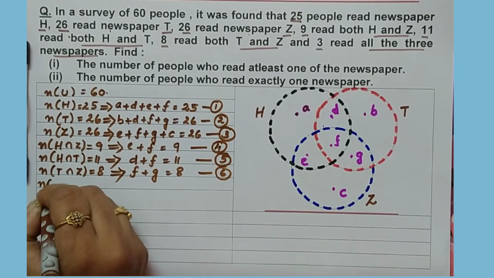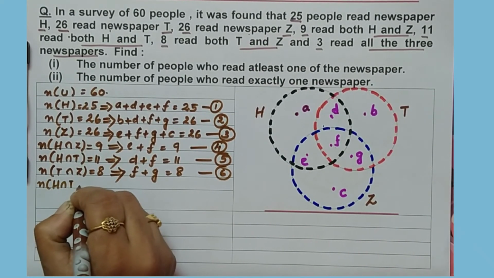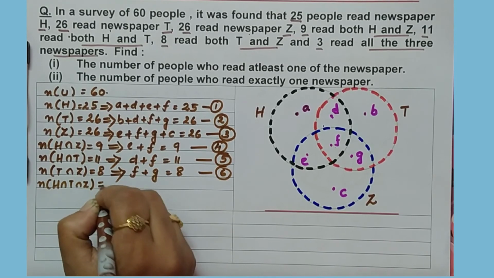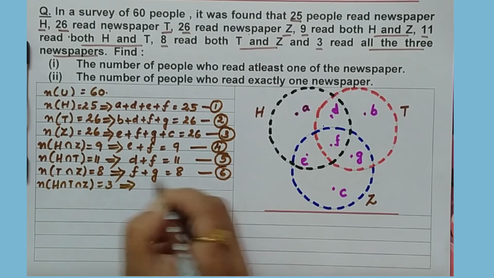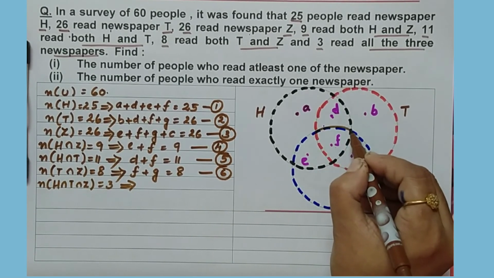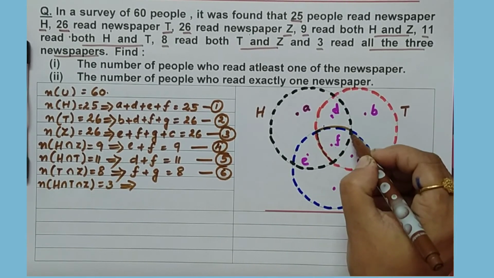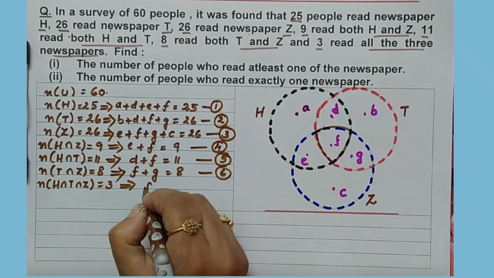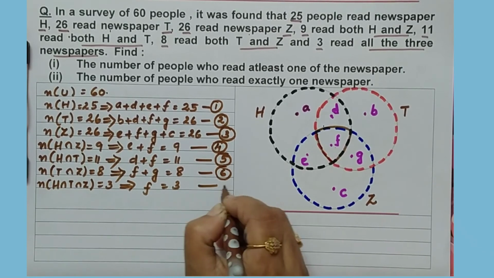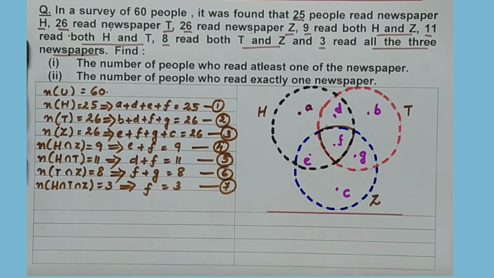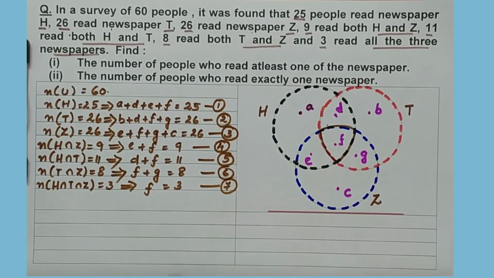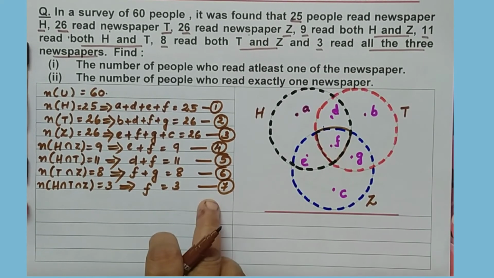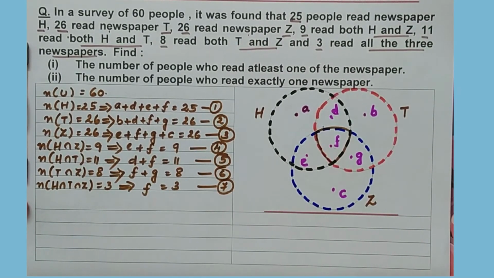All the newspapers means H intersection T intersection Z. That is given as 3, but note that the area for the triple intersection is this much only. The element F is given as 3. Take it as equation number 7. Actually, there are 6 equations only, so we can take F equal to 3 as equation number 7. Solving these equations you will get the answer.